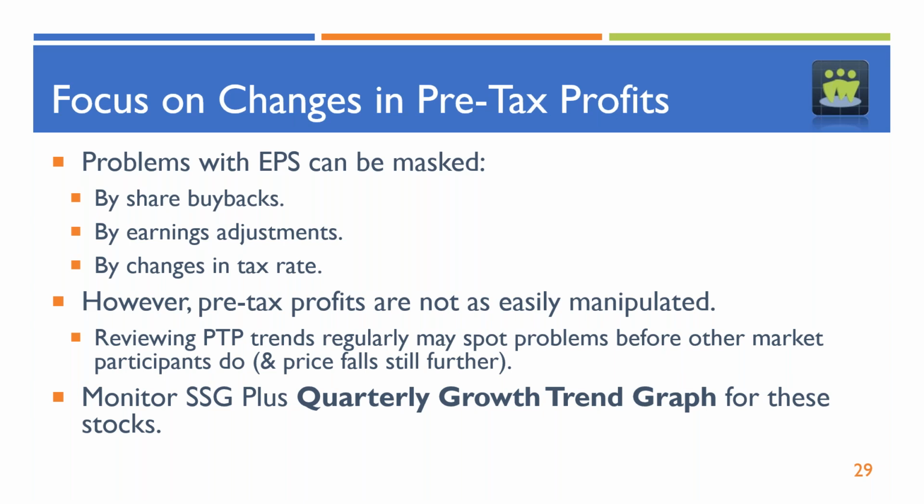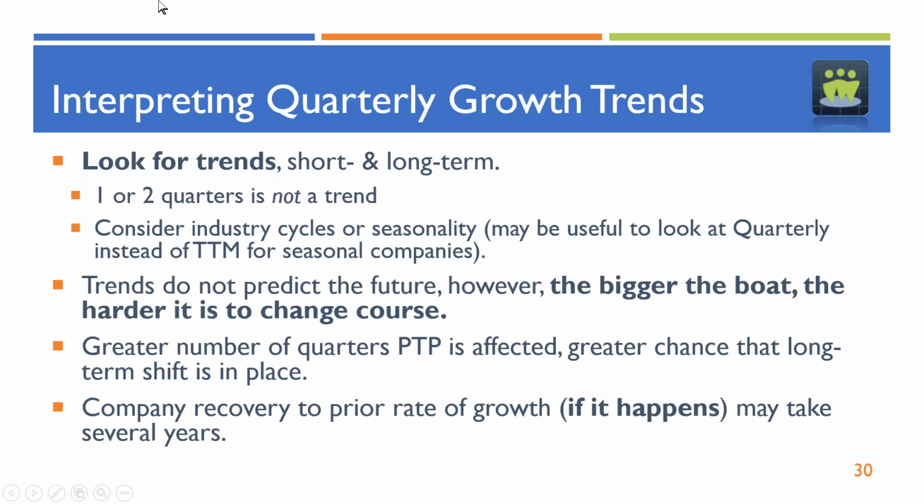In SSG Plus, you can use the quarterly growth trend graph for stocks that you are concerned about. Again, focus on the change in pre-tax profit on a quarter-to-quarter or trailing 12-month basis, and see if you can identify a trend up, down, sideways, erratic, and that can help you understand what's going on with the company. Now, we keep talking about trends because we are focused on the long term.